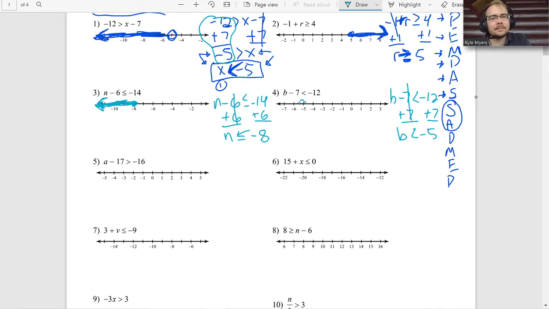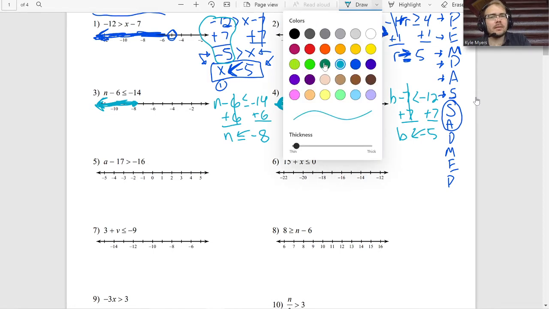Here's -5. Less than goes left. Less than left. Left less than. Or you can draw a little arrow thing. And there we go. All right.